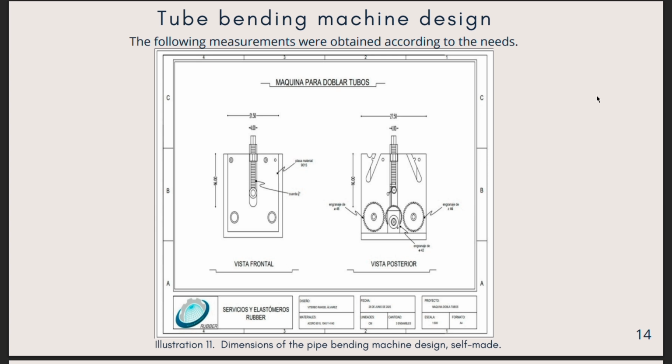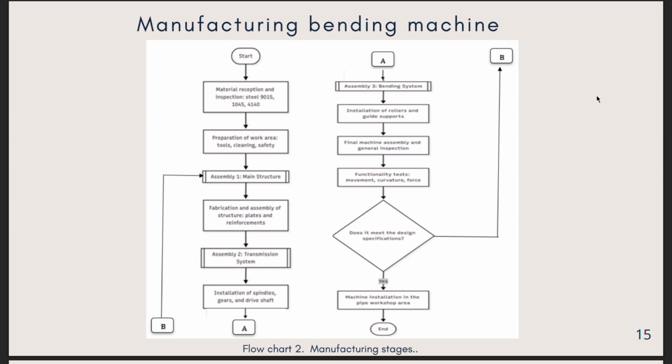Manufacturing was divided into three assemblies: main structure, transmission system, and bending system. They were later integrated and validated through functional tests. The operation involves placing the tube, adjusting the splinters, and activating the drive shaft. The gears transmit the motion to perform the bend.